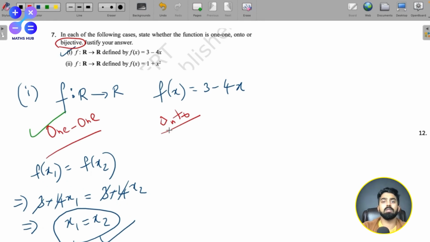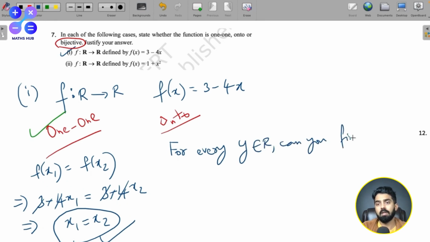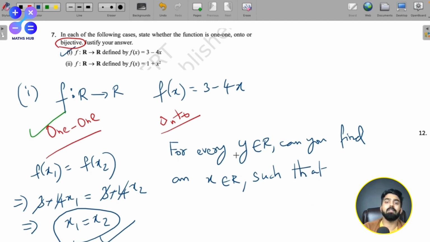It works. Now is it onto? You need to be able to see that for every y that belongs to R, can you find an x that belongs to R such that y equals 3 minus 4x?